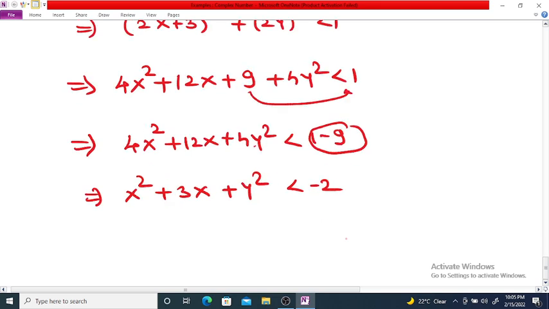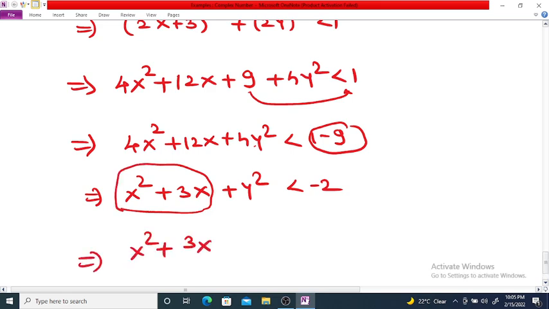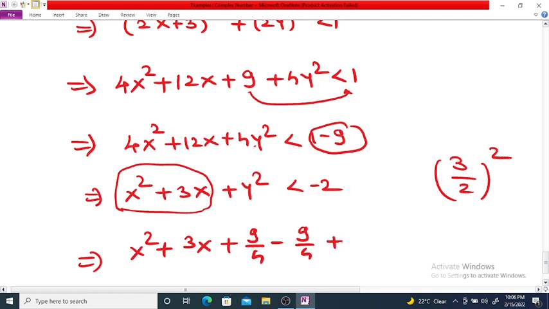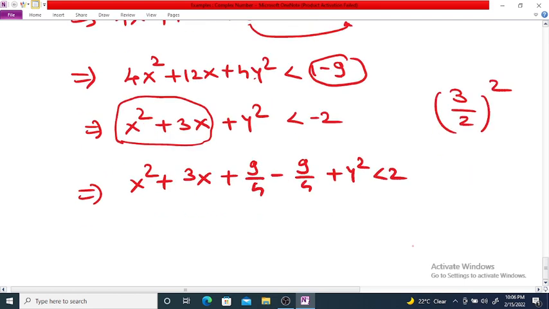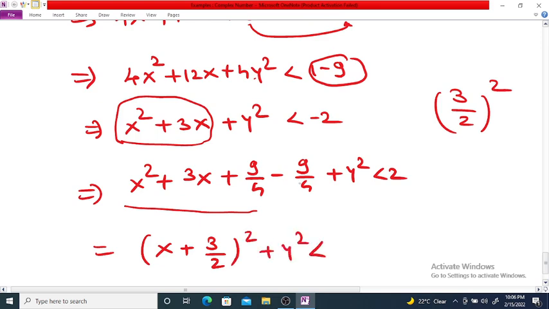Now if we make the perfect square of this term, x square plus thrice x, to make a perfect square, we divide the coefficient of x by 2 and square it. So this is nothing but 9 by 4; we add and subtract 9 by 4, plus y square less than minus 2. So the solution of this term is nothing but x plus 3 by 2 bracket square plus y square less than, if we take this 9 by 4 to this side, it is minus 2 plus 9 by 4.